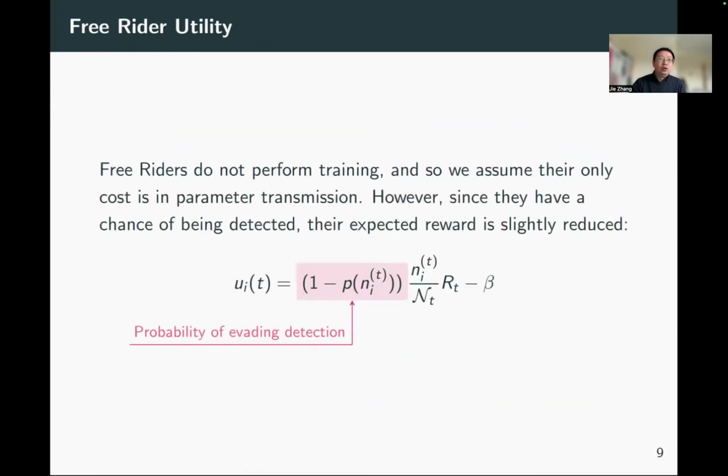So free riders are not going to perform any training, and the only cost is going to be transmitting the parameters. We are assuming that whatever they are doing in the attack is negligible in cost, so they have a chance of being detected. So we need to reduce the expected reward by that probability. We take 1 minus the probability of being detected and multiply the expected reward by that, and then we are going to still pay that beta, which is our transmission fee. But there's no training fee here.